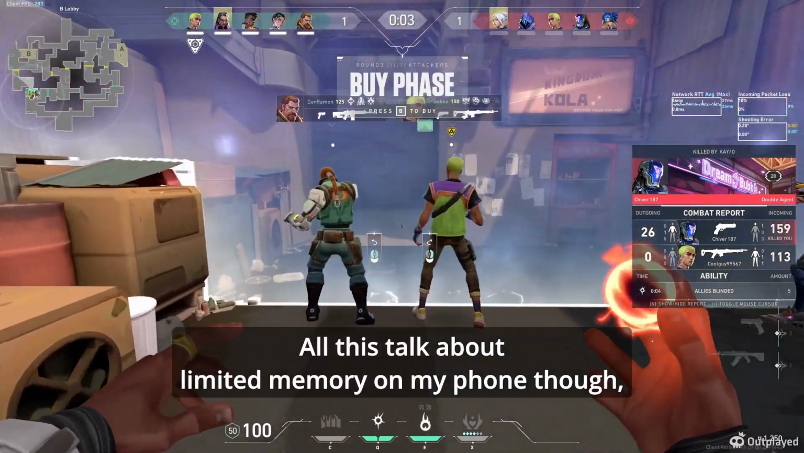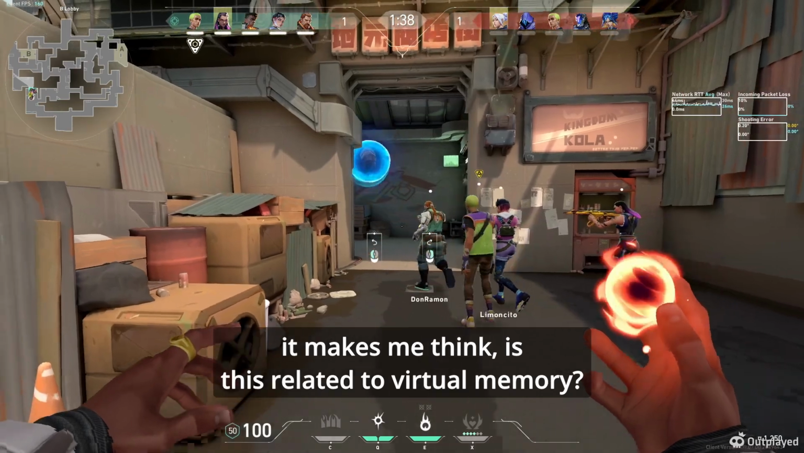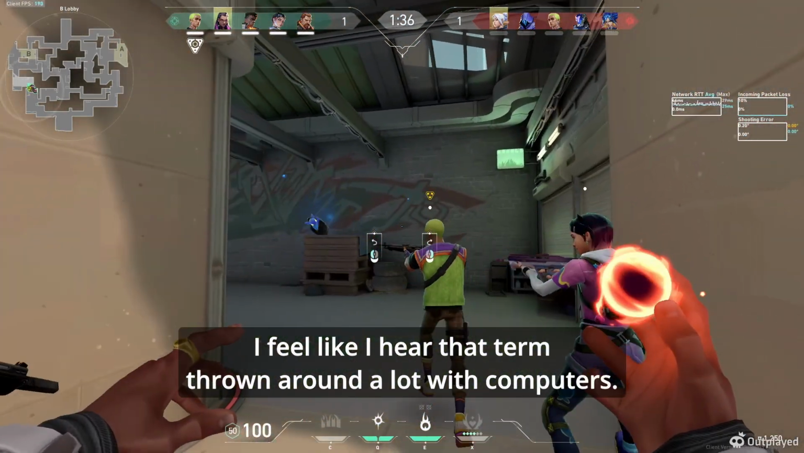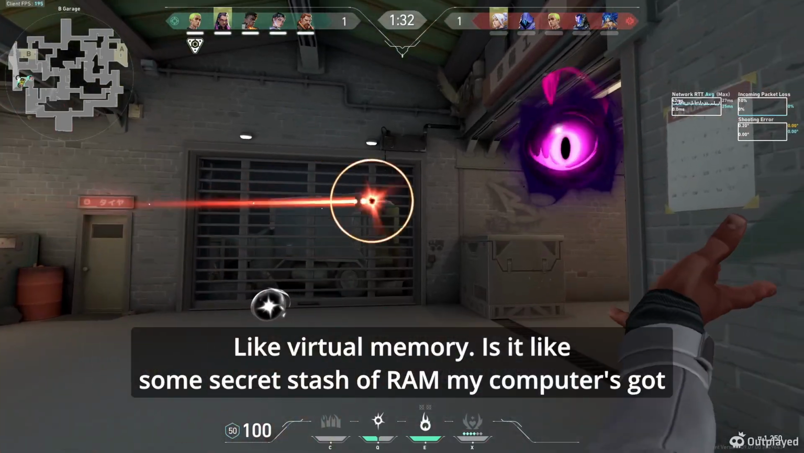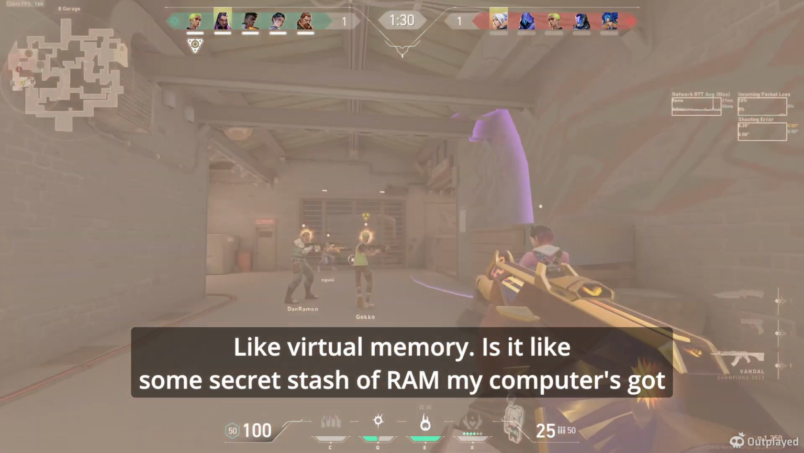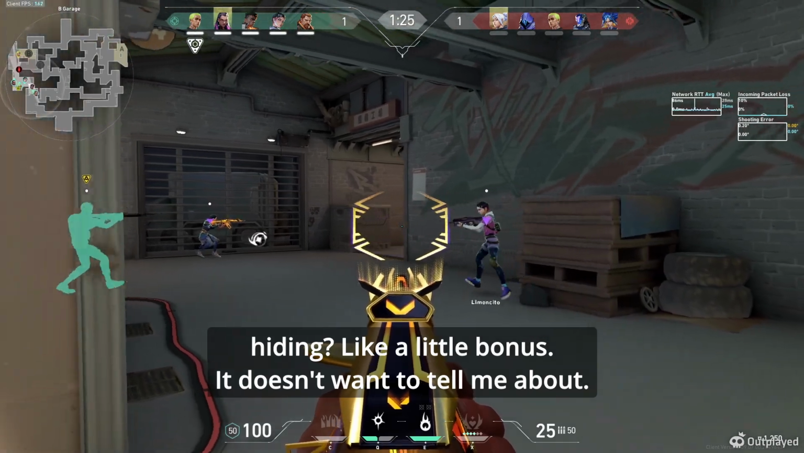All this talk about limited memory on my phone, though, it makes me think, is this related to virtual memory? I feel like I hear that term thrown around a lot with computers. You're connecting the dots. That's a perfect segue, actually. Virtual memory. Is it like some secret stash of RAM my computer's got hiding? Like a little bonus it doesn't want to tell me about.